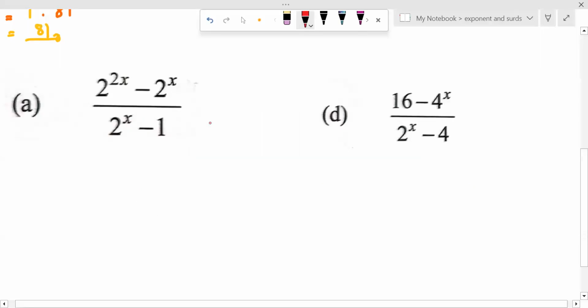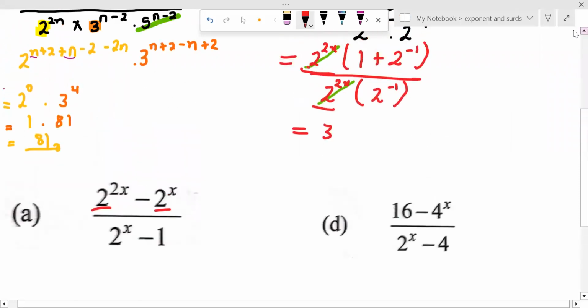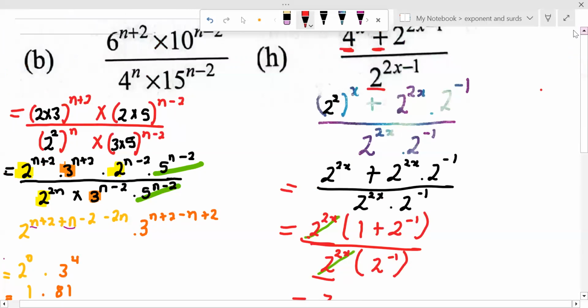Now, if we look at number A, we are already told that we have 2 to the power of 2x, and then we also have 2 to the power of x. Now, guys, we've already done a question like that. I hope that you've seen a video whereby we're doing a question similar to that. The difference between this question and that one is that here we're dealing with two terms on the numerator, but we had one term on the denominator. So it will be very helpful if you have watched this video.